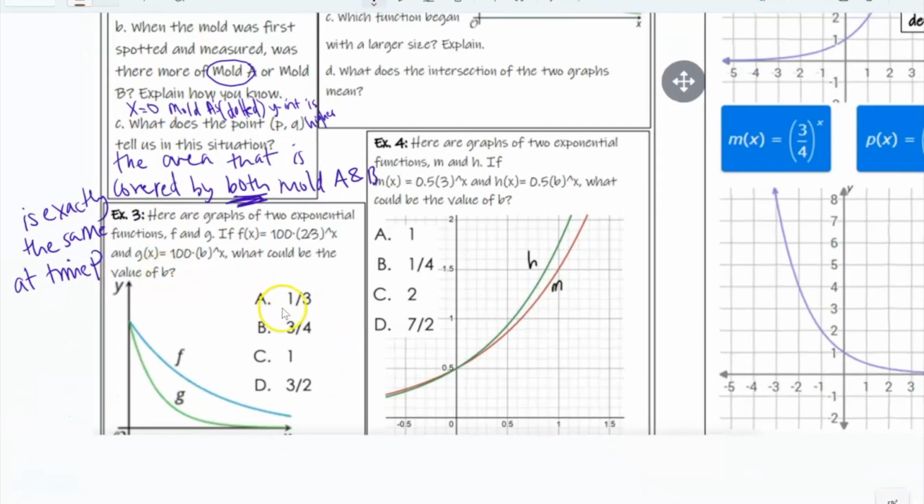I'm going to do example, actually it doesn't matter. Let me do this one. Example 3, you do example 4. All right, so here are the graphs of two exponential functions. So we have f and g. If f of x is this and g of x is this, what could be the value of b?